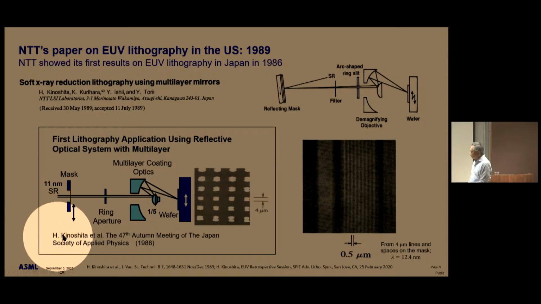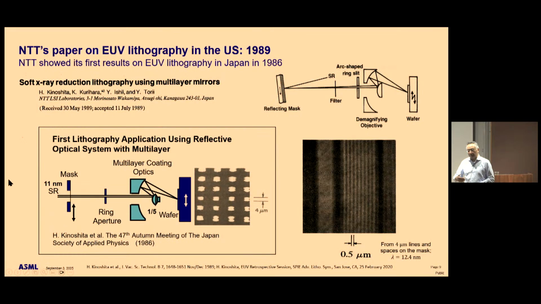So we normally regard Kinoshita-san as the inventor of EUV lithography, right? Although in the US, Andy Horelik was the first one. Okay. Andy actually told me that he did not know the results of Kinoshita, which I believe. This was published entirely in Japanese back in those days. It wasn't translated into English, but Kinoshita-san was the first one.